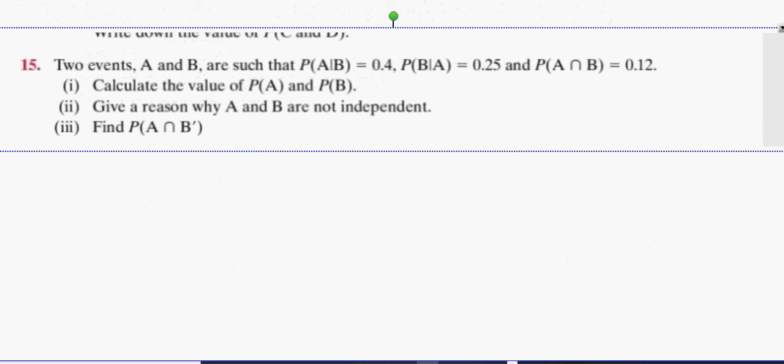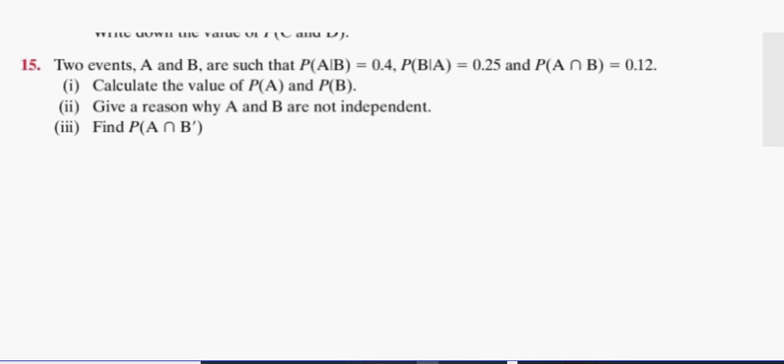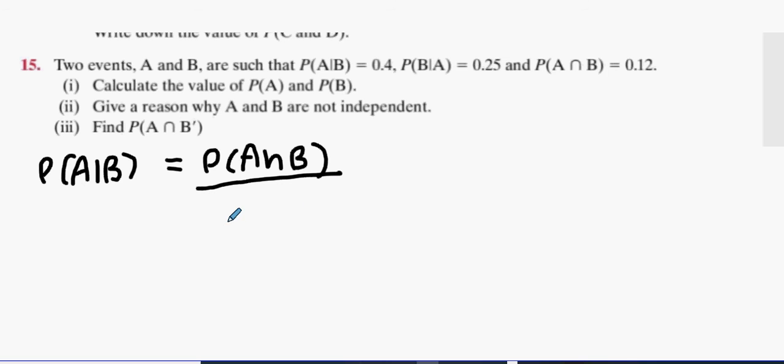Next one is 15. Two events A and B are such that the probability of A given that B has already occurred is 0.4. The probability of B happening given that A has already occurred is 0.25. And the probability of A intersection B is 0.12. Calculate the value of P(A) and P(B). Alright, that's pretty handy. So, P(A|B) is P of A intersection B all over probability of B.